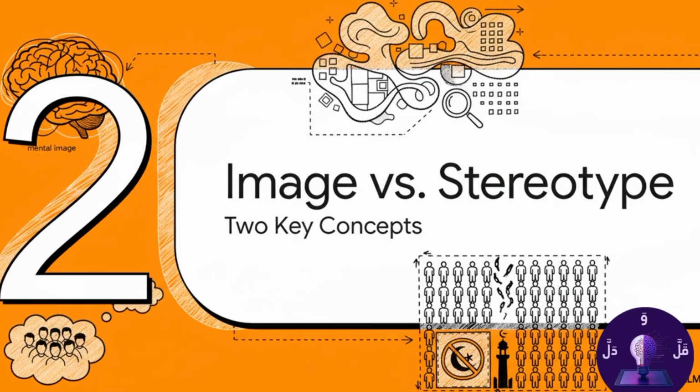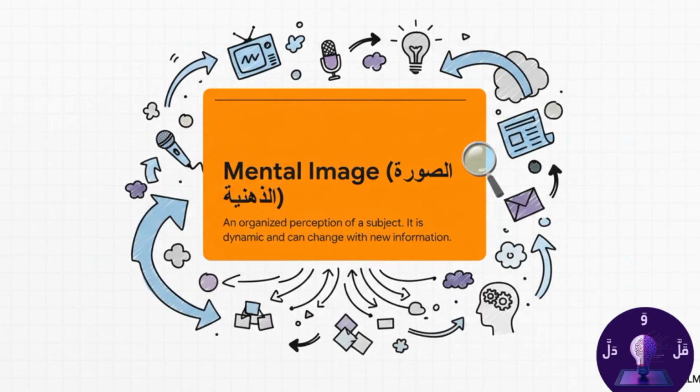So how does this whole manufacturing process even work? To really get it, the research says we first need to understand the difference between two key concepts, the mental image and the stereotype. First up, the mental image. Think of this as the overall picture or impression you have about, well, anything. It's built from all sorts of inputs. And here's the most important part. It's dynamic. It can actually evolve and change as you get new information.